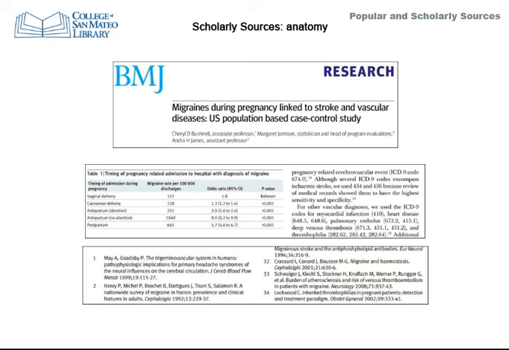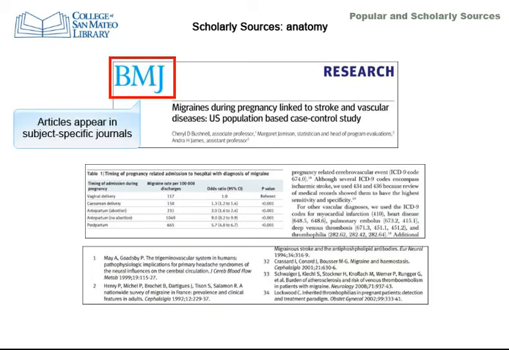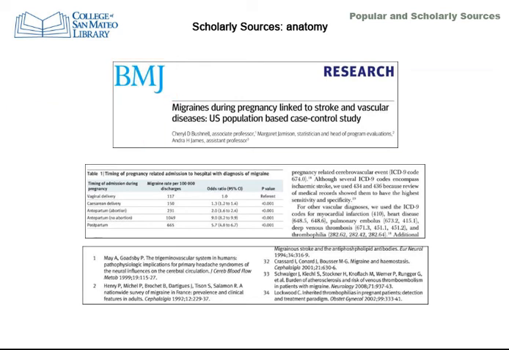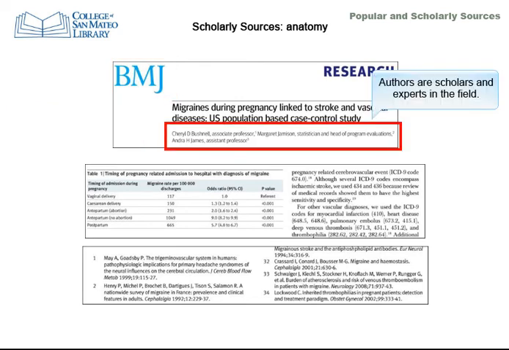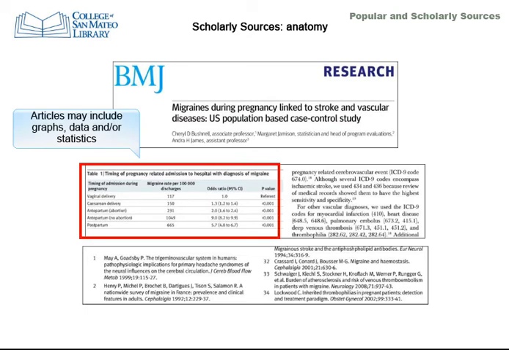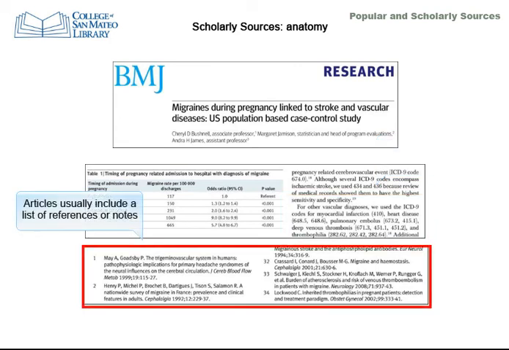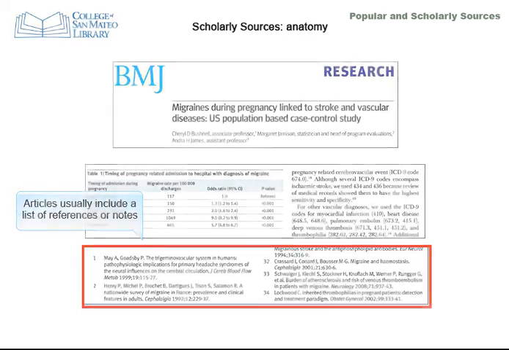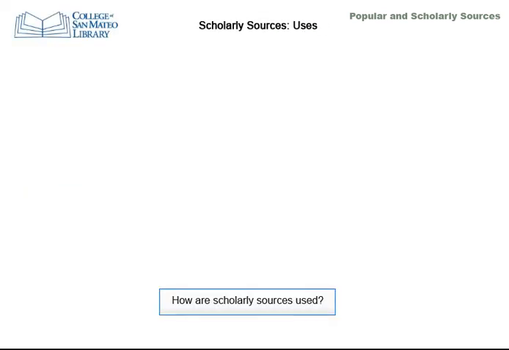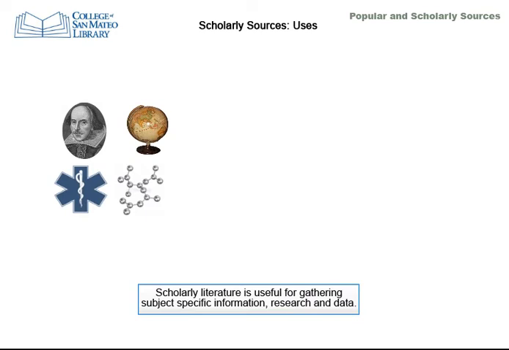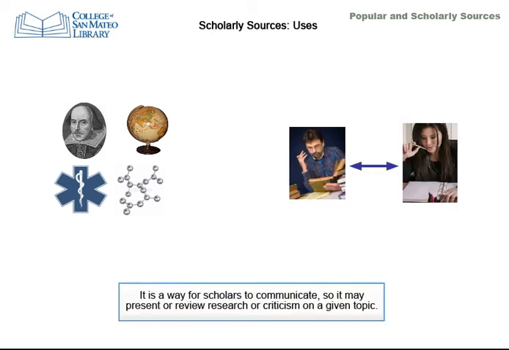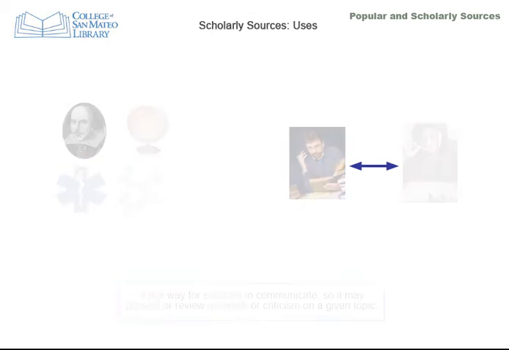Now let's explore some of the characteristics of scholarly sources. And how are scholarly sources used? Scholarly literature can be useful for gathering subject-specific information, research, and data. It's a way for scholars to communicate, so it might present or review research or criticism on a given topic.